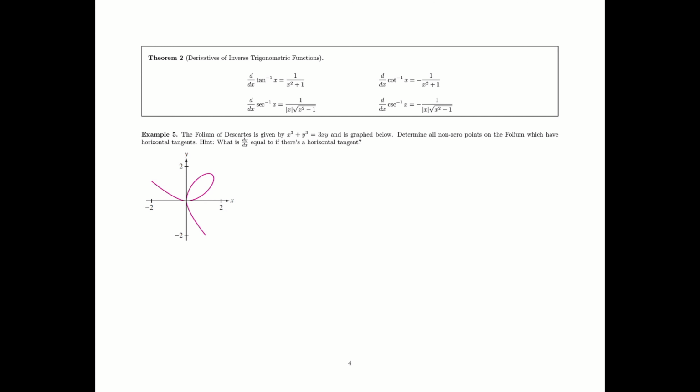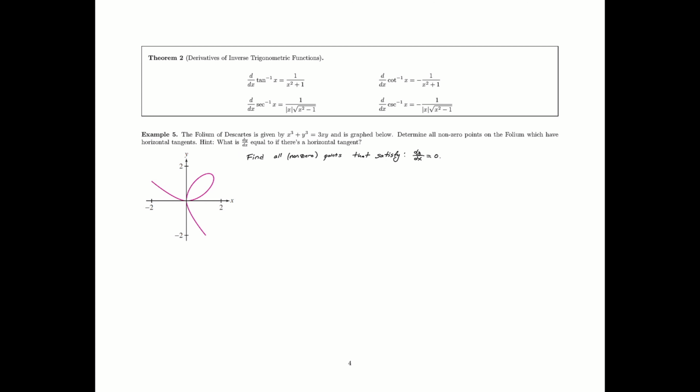So the first thing is we need to know how we are going to find this. What does it mean to be a horizontal line? Well, it means that your slope is 0. And if we want this to be a tangent line, then we know that we're going to find the slope via the derivative. So ultimately, we want to find all non-zero points that satisfy dy/dx equals 0.